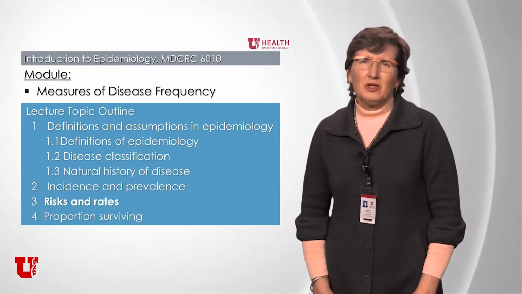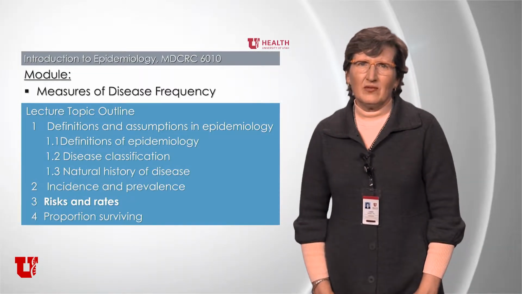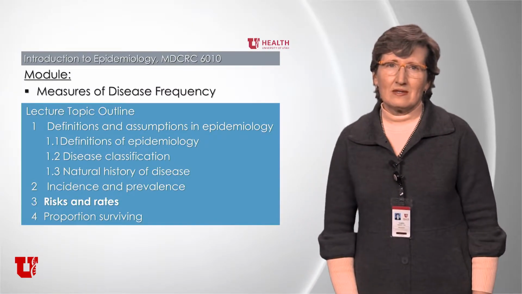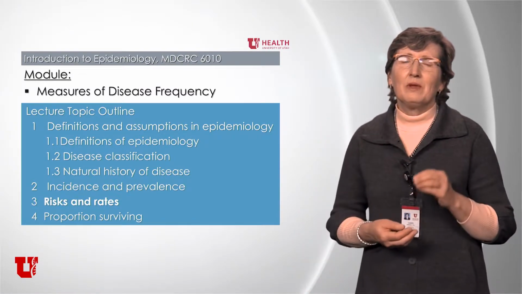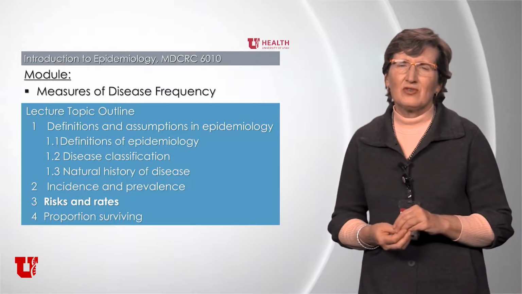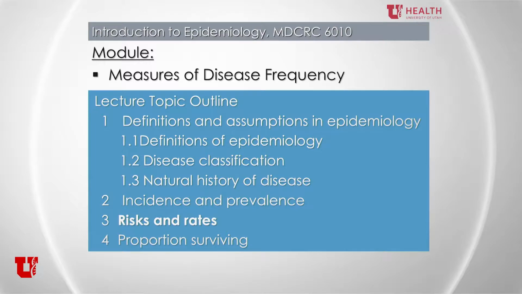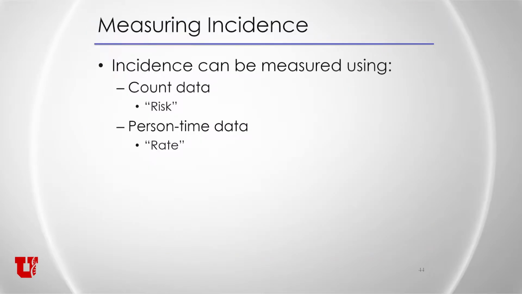So for the module, Measures of Disease Frequency, this lecture segment will address risks and rates. So these are finally the actual measures. How do we measure disease frequency? These concepts of incidence and prevalence, but the measures are the risks and the rates that we use to measure incidence. So incidence can be measured using what I will call count data, which I will call a risk, or person time data, which is called a rate.